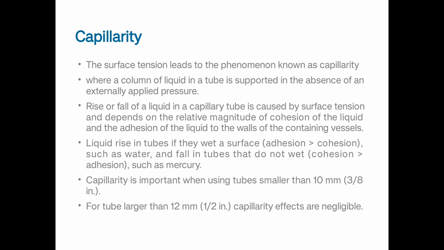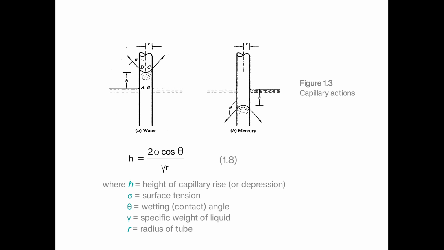So capillarity is important when using tubes smaller than 10 millimeter. That is what we follow in pipetting out. Micro pipettes, the regular pipettes, all use the concept of capillarity even to measure the standards of volume that we use for further analysis like titration. For tubes larger than 12 millimeter, capillarity effects are negligible, which means 1 centimeter hollow, straight vertical cylindrical tubes will have this effect. So this is what is shown here with respect to the water.